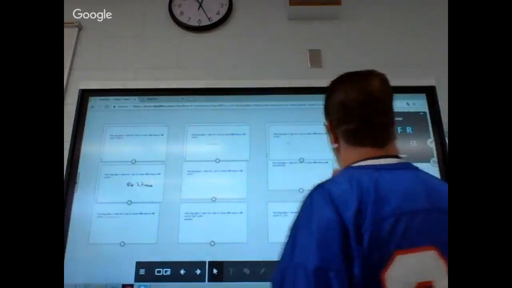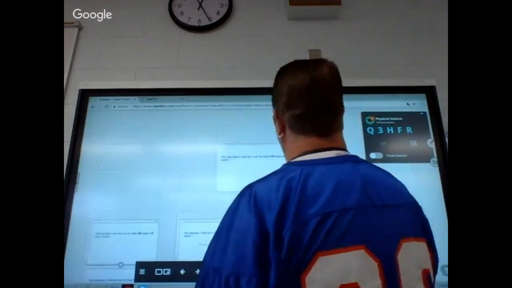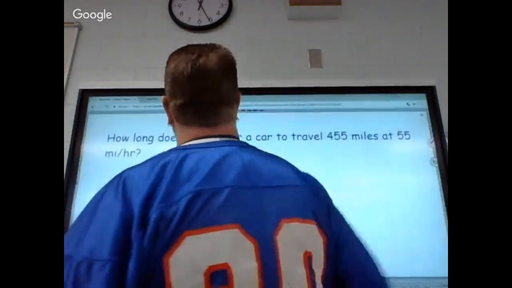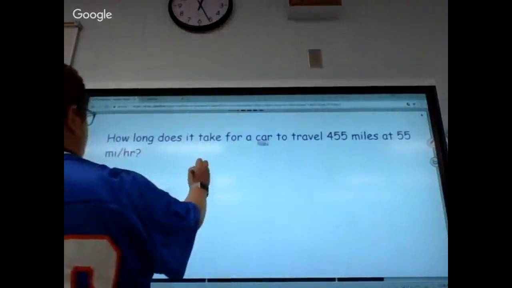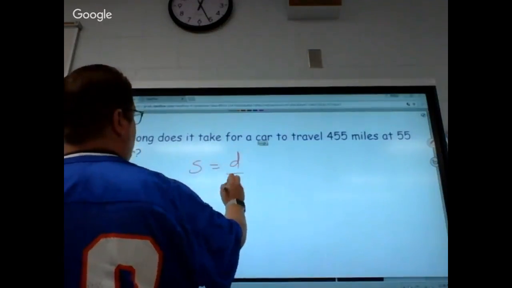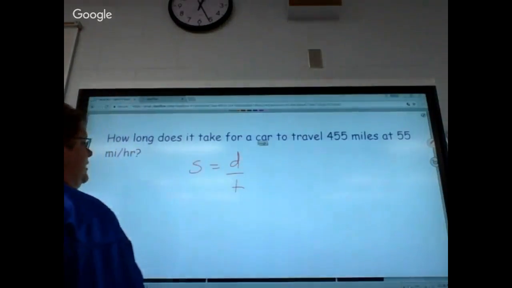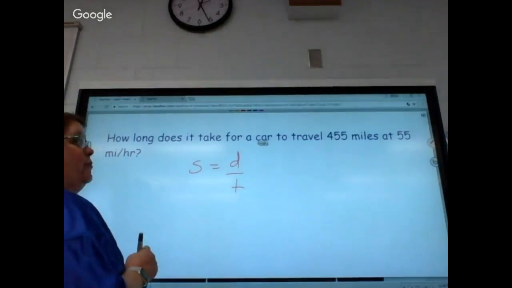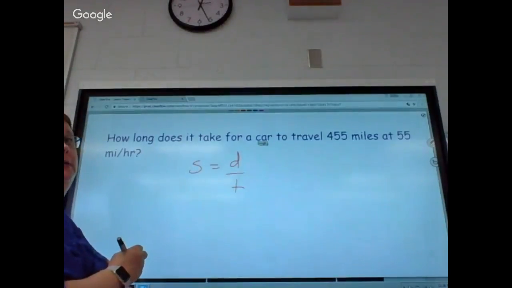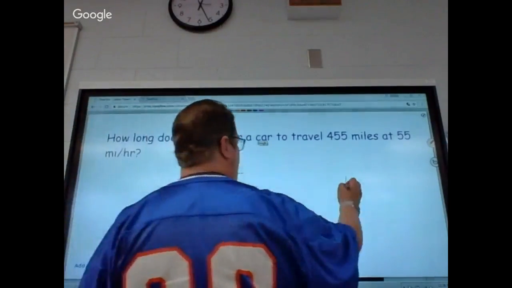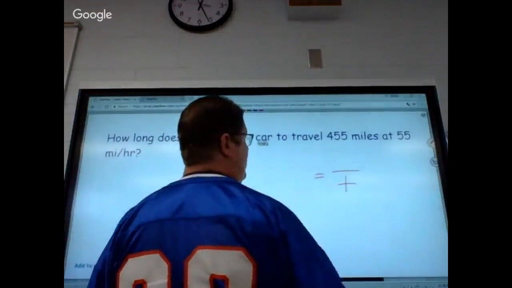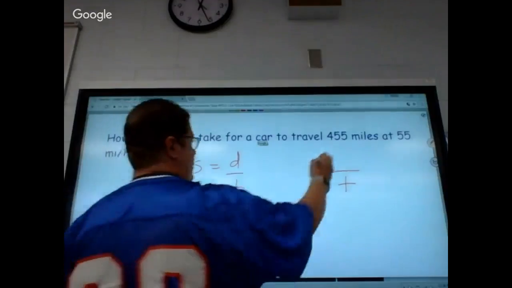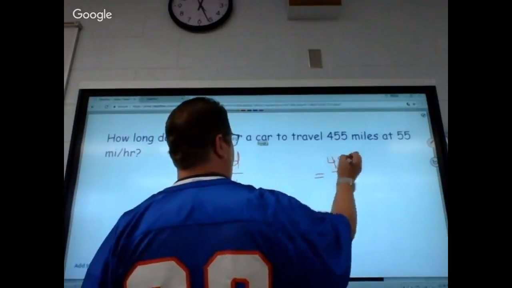All right, so let's work it and make sure the answer is 8.27. So speed equals distance over time, right? So what are we looking for? If it says how long, are we looking for speed and distance, or are we given that? We're looking for the time. All right, so if we're looking for the time, we have speed and distance. So which one do we know is the 455? Distance. That's the distance. And what's the 55? Miles per hour.